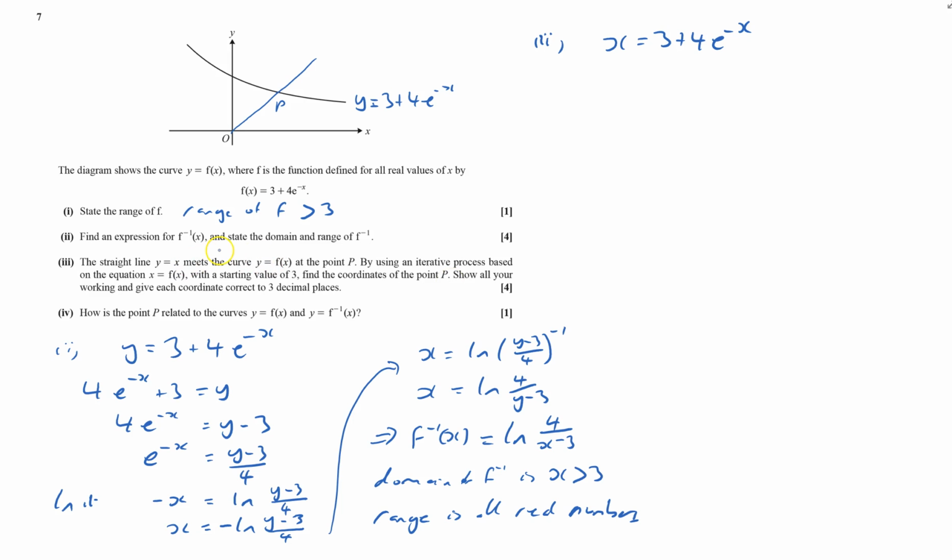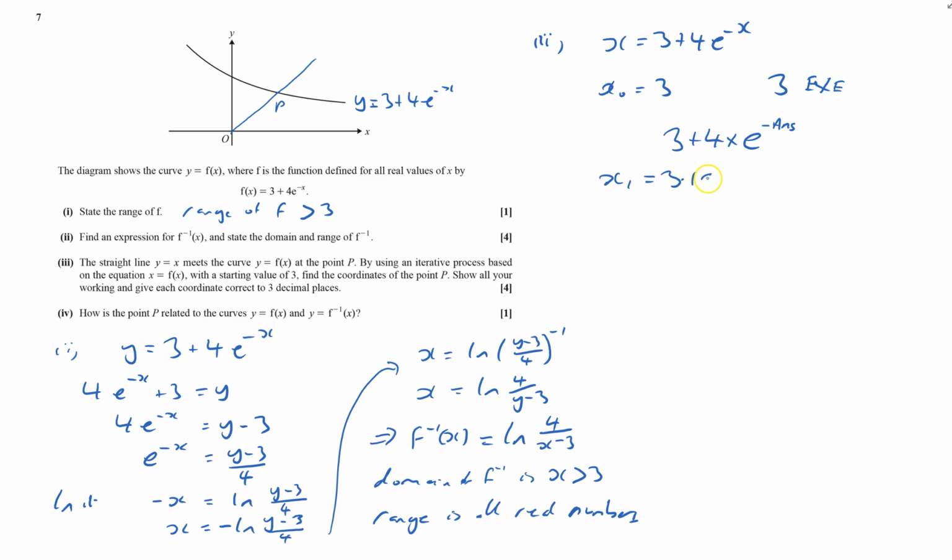Okay, so we've got y equals x. And so we start here, and it says starting value of 3, so x naught equals 3. On my calculator, I'll put 3 and then press the enter button. And that puts that in as my answer. And then I need to put in 3 plus 4 times e to the power of negative answer. Every time I press the equals button, the first time it's going to give me x1 equals 3.199148.